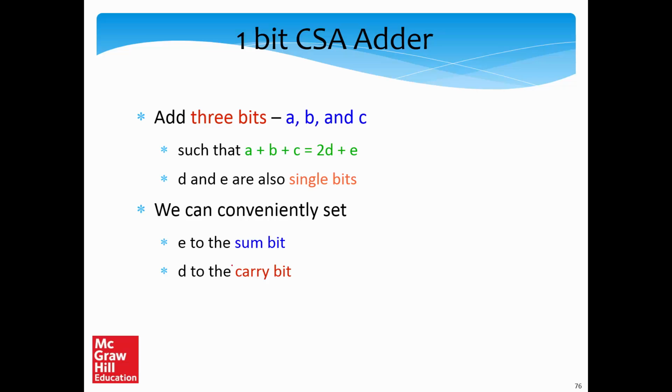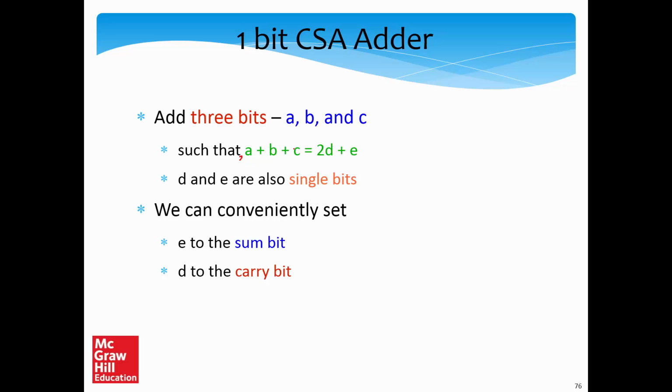The way that we can do it is like this. Let's consider a 1-bit carry save adder, or a CSA adder. Let us add 3 bits A, B, and C such that A plus B plus C is equal to 2D plus E. D and E are also single bits, and this can be done. I'll tell you why this can be done.